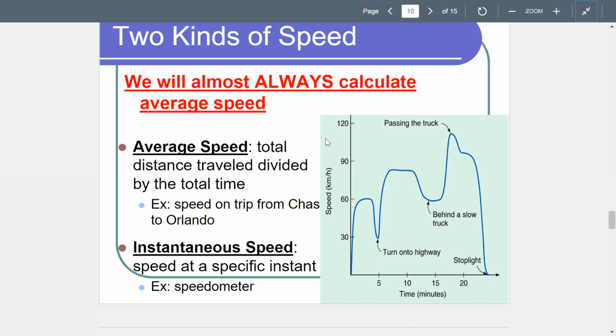So if you check your speedometer, you're going to see a given speed. That's the speed you're going in that instant. And if you sped up, it would immediately go up. If you slowed down, it would immediately go down. So it's going to be responding instantaneously to your speed at that moment. So it's just the speed in the specific instant.